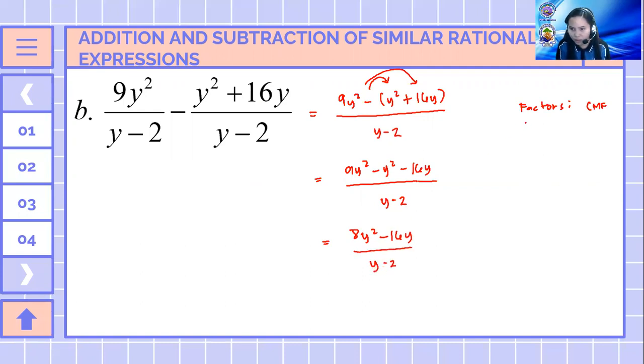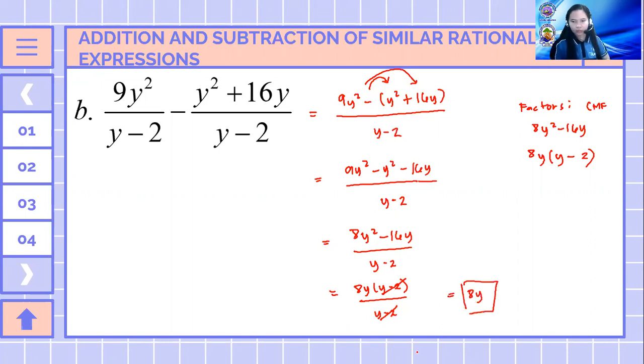So what we have to find the factors of is 8y squared minus 16y, and then find its GCF, which is 8y. Then divide each term by the GCF: this will be y, and minus 16y divided by 8y is 2. So these are the factors. We have now 8y(y minus 2) over y minus 2. Then we can now cancel out or divide out the common factor, which is y minus 2. That's why the final answer is equal to 8y.